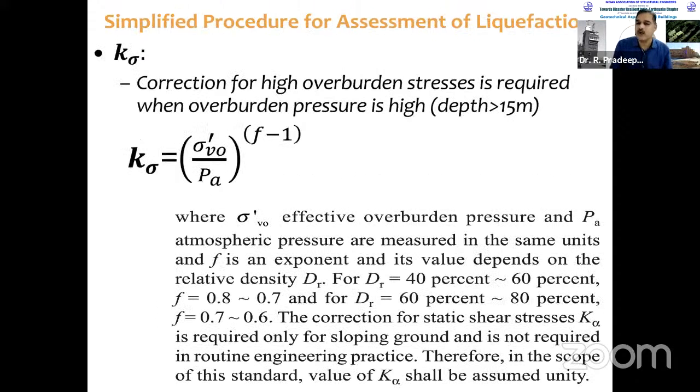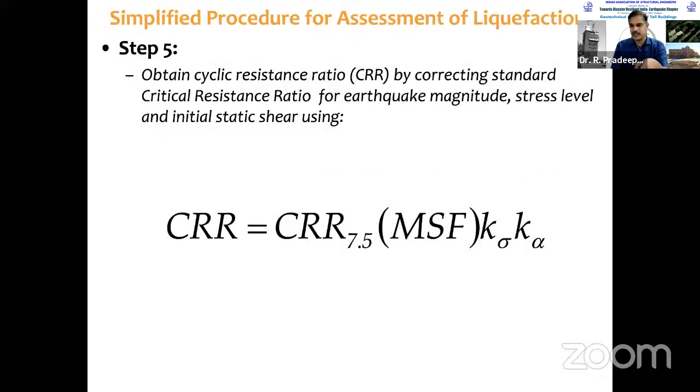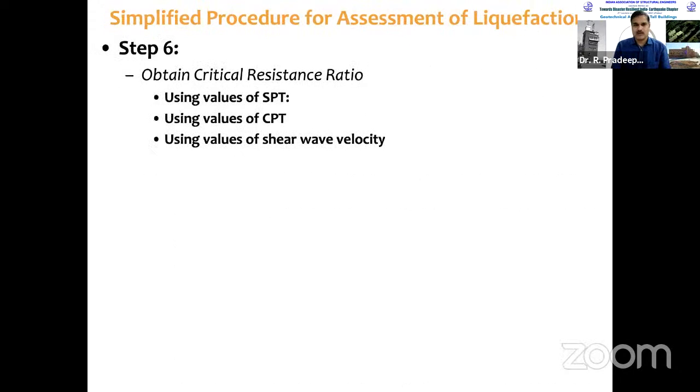It is the correction for higher overburden pressure. Some details are there on how to plug in that F value. Then we get this K alpha, K sigma, plug in the magnitude scaling factor, and then we get CRR. So now, how to get this CRR? That is the cyclic resistance ratio.